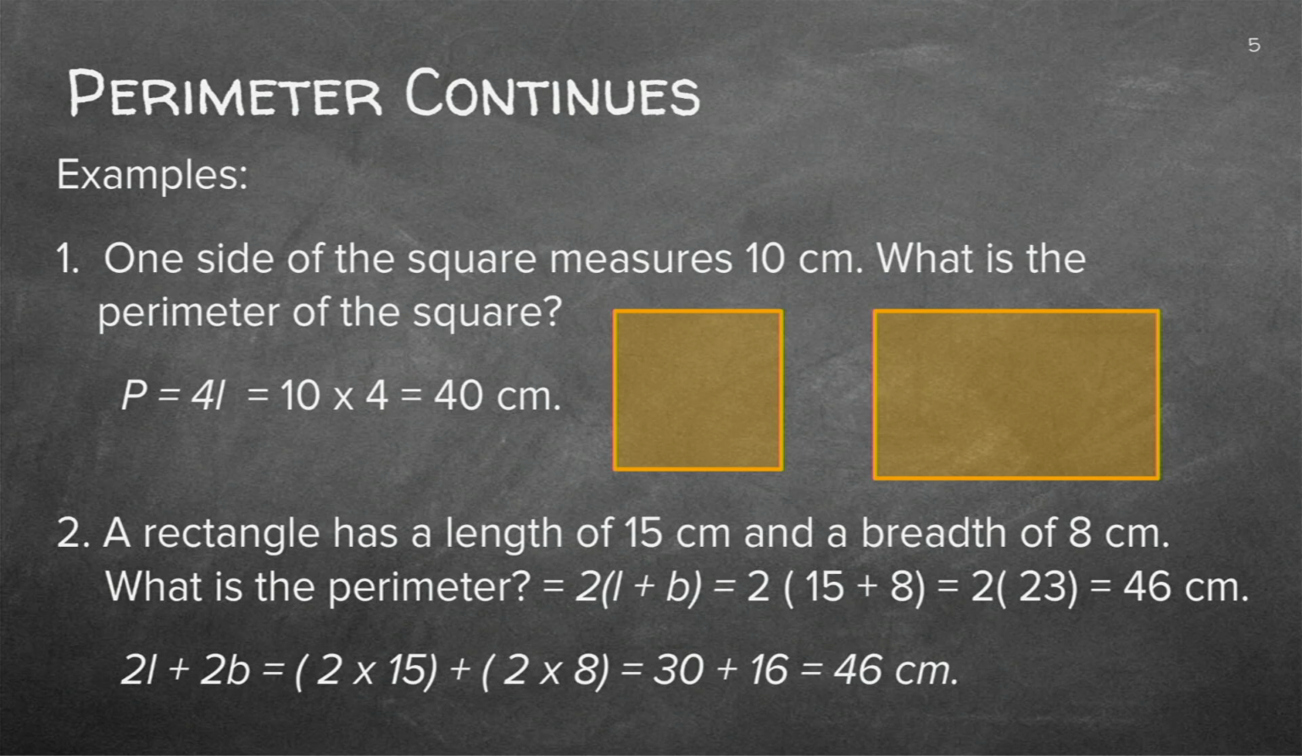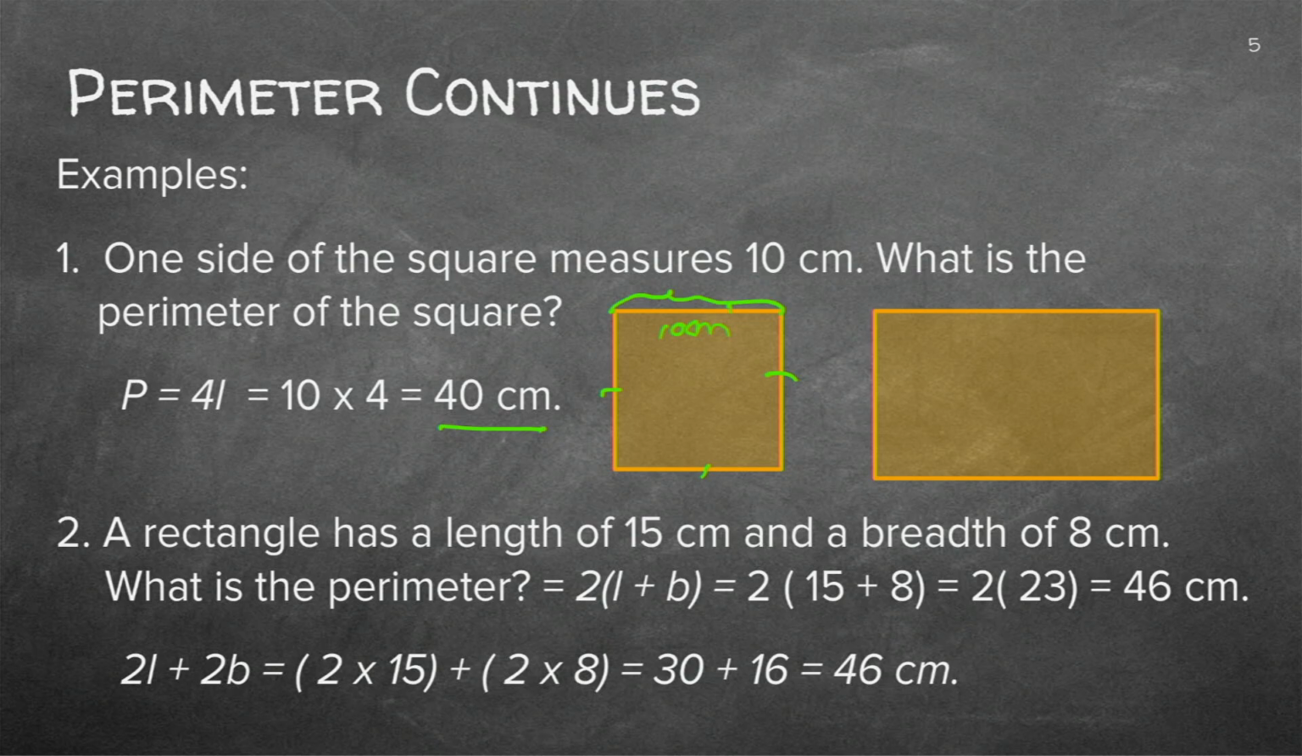Right. Now, let me do 2 examples on a square and a rectangle. So if one side of a square measures 10 centimeters, say for example, this side is 10 centimeters. What is the perimeter of the square? So remember our formula? All sides are the same as a regular polygon. So it's just going to be 10 times 4, which will be 40 centimeters.